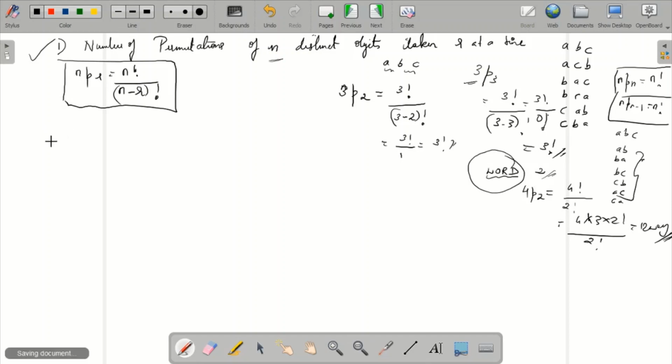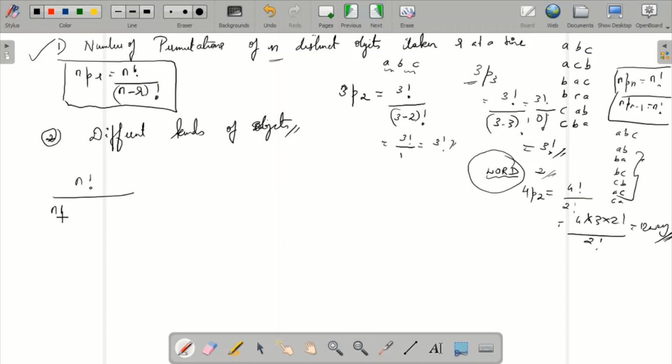r at a time. The second formula is for different kinds of objects. I'll just give the formula, that is n factorial divided by n1 factorial into n2 factorial into nk factorial. This formula can be used, for example, when you want to find the arrangement of the word CANARA.